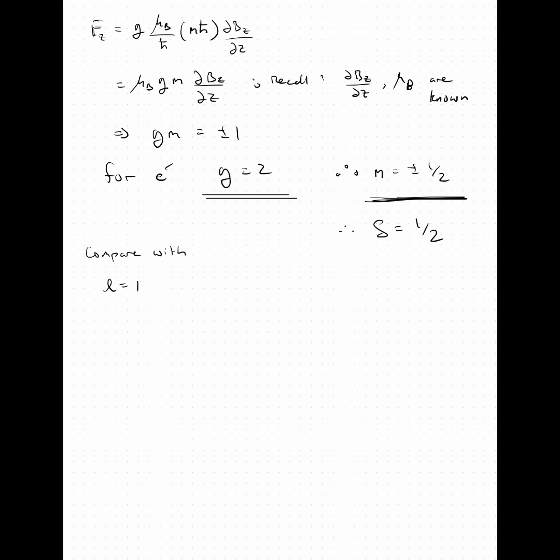This angular momentum where L is equal to 1. Recall you have something like this: some angular momentum giving rise to mu pointing in one direction or the other direction. Quantum mechanically it could take on 3 values. That's a projection onto the z-axis.